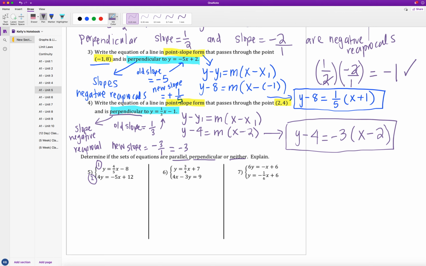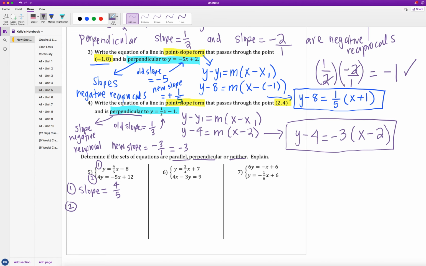So going back to example 5, in our first line, what would the slope be of that first equation there? The y equals 4/5 x minus 8. So our slope in that first line would be positive 4/5. If we look at our second line, I can't find the slope right away because this is not in slope-intercept form, it's not even in standard form, and it's not in point slope form either.